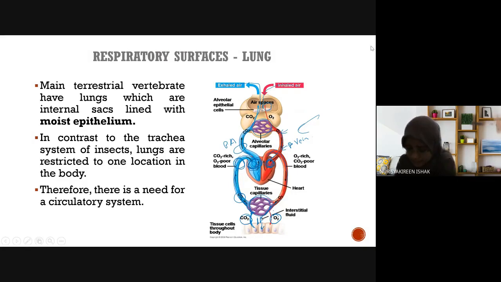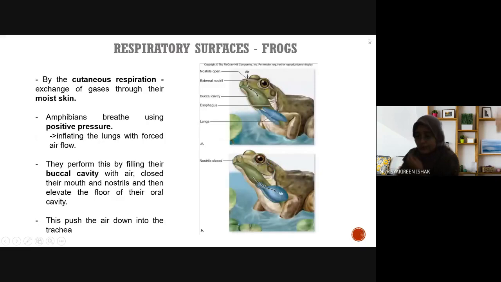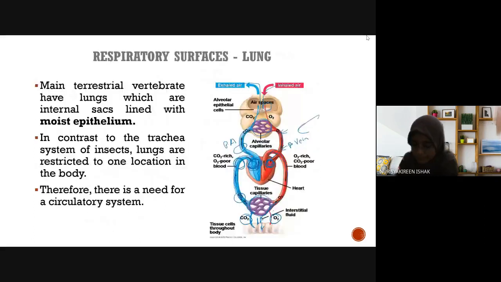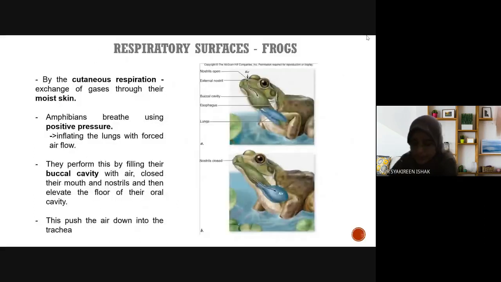Okay, so for frogs, kita tengok frogs sekejap. Frogs use cutaneous respiration.